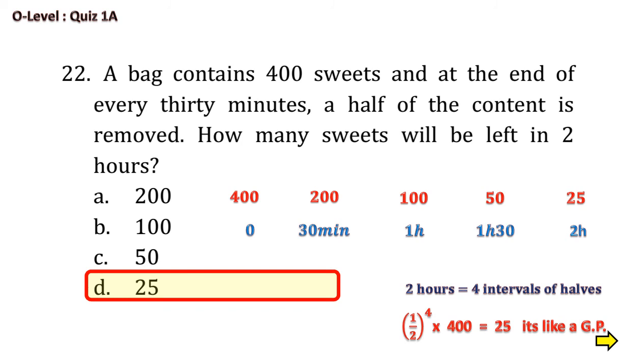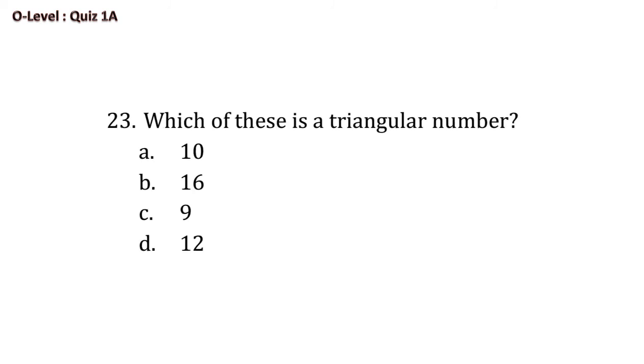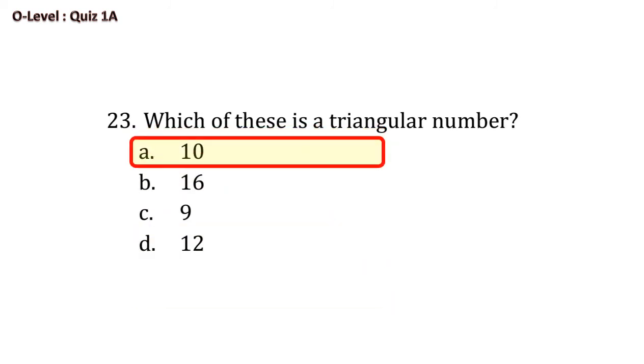Question 23. Which of these is a triangular number? A triangular number is a number whose pattern can be represented using dots that form a triangle. For example, let's take 10. You have 1, 2, 3, and 4. That gives us 10. It can be represented using a triangle.